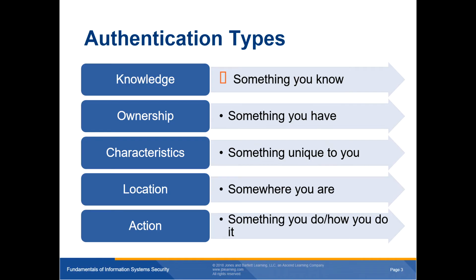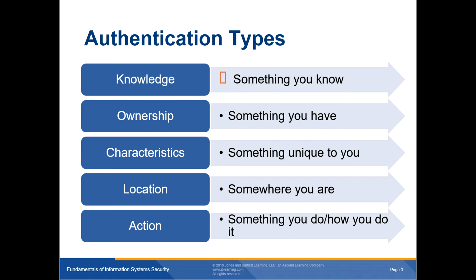There are certain authentication types. Knowledge, something you know, like a password, passphrase, or personal identification number. Ownership, something you have, a smart card, a key, badge, or token. Characteristics, something unique to you, some attribute that is unique to you, such as your fingerprints, retina, or signature. Since the characteristics involved are often physical, this type of authentication is sometimes defined as something you are.